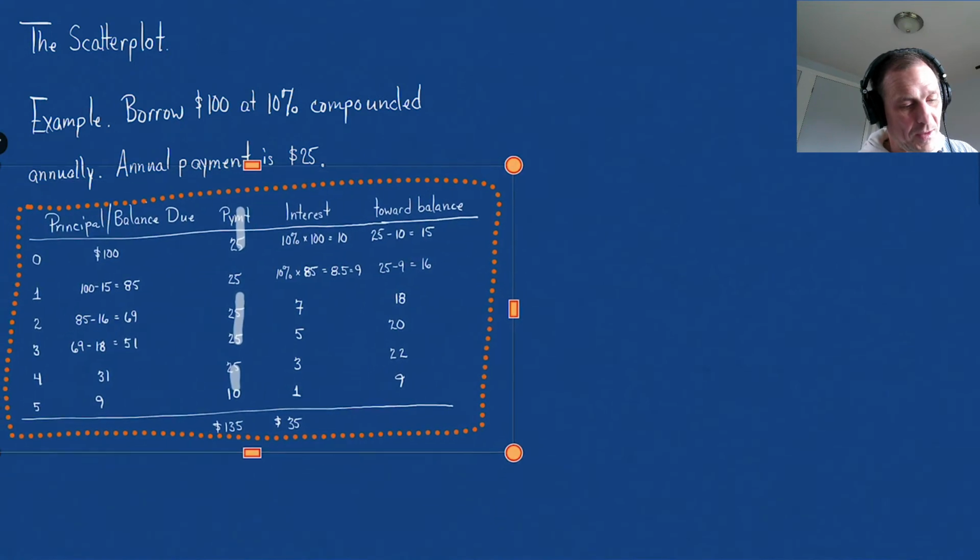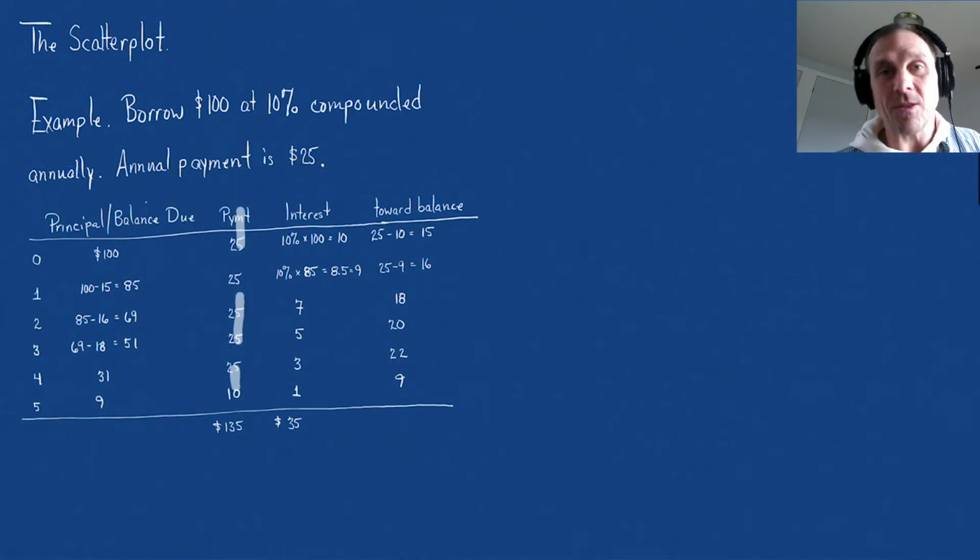Move it up. There, now I've got some more space. And so let's make our scatter plot. Well, here's what our scatter plot is going to look like. We're going to put time on the vertical axis.